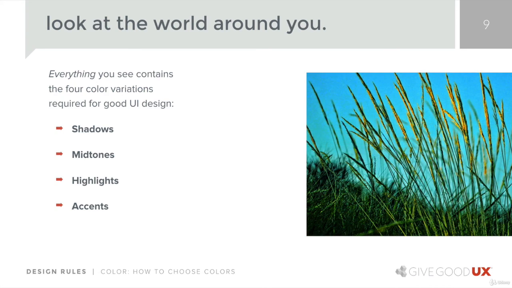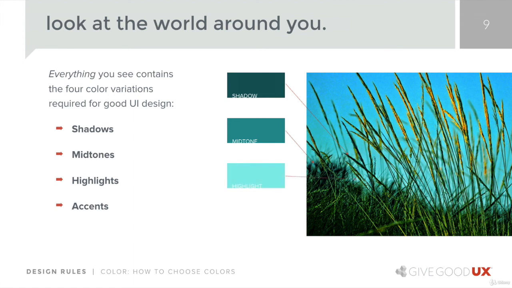Let's look at another example. Again, we choose our shadow from somewhere along one of these stalks. We have this nice sort of dark teal color. We've got a midtone, which is a lighter variation of the same thing. We've got a highlight from another area, and we've got an accent. All right, so all we're doing is experimenting and pulling colors from what we see.